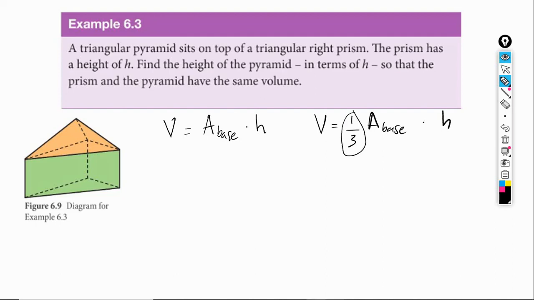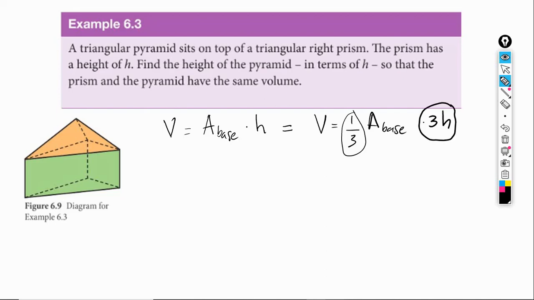What that means is that in order for these two volumes to be equal, you will need to have the pyramid with a height that is 3 times the height of the prism. So then we should write a 3 here, and then we could make these equal. So that would be the answer. It means that you would have to have a height of 3h for the pyramid in order for the volumes to be equal.